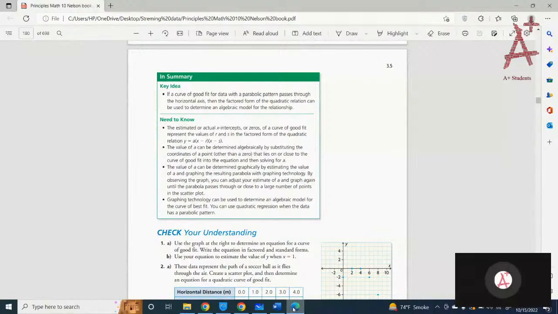Because the curve of best fit is crossing the x-axis, that means it has zeros. So you can use these zeros to form the factored form of the quadratic relation. Got it? The value of a can be determined algebraically by substituting the coordinates of a point other than a zero that lies on or close to the curve of good fit into the equation and then solving for a. Okay, you got the equation from the zeros. Now you have to find the value of a. So you can put in another point other than the zeros, and you can find the value of a.